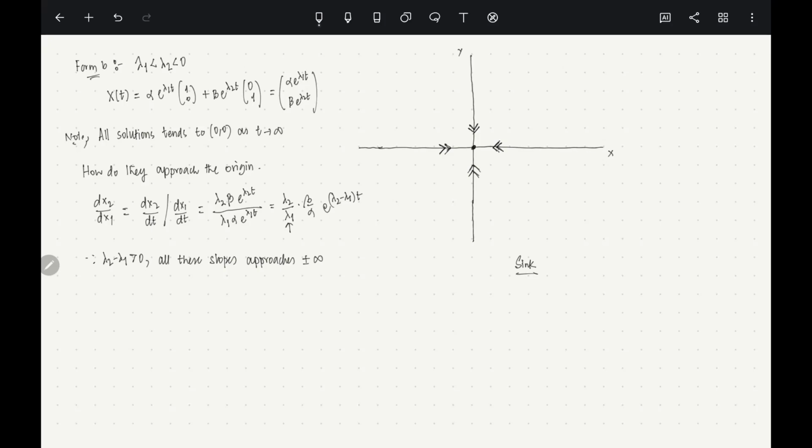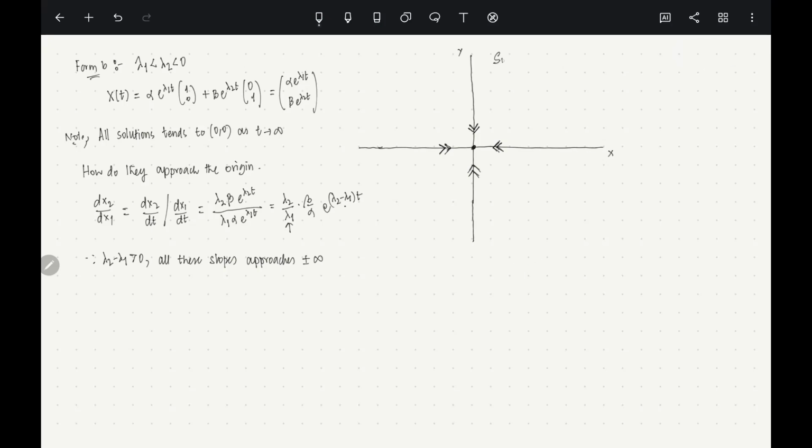Alpha beta are non-zero, sorry, but they can be negative or positive, right? So the thing is, as t tends to infinity, e power lambda t goes to infinity, and depending on the sign of beta and alpha, the slopes will approach plus minus infinity. Do you understand? Okay, so that's what I wrote. I hope this is clear.